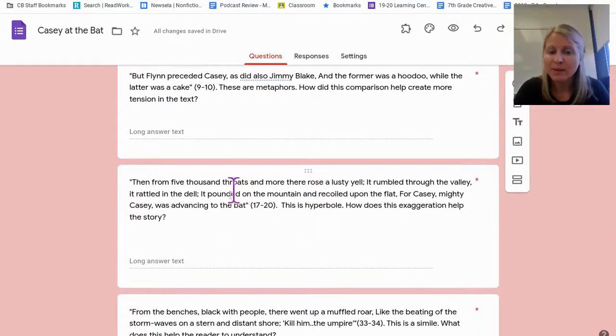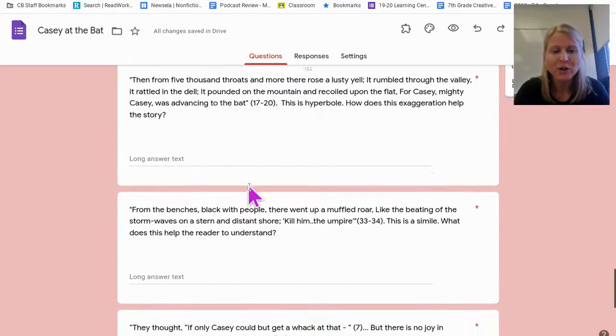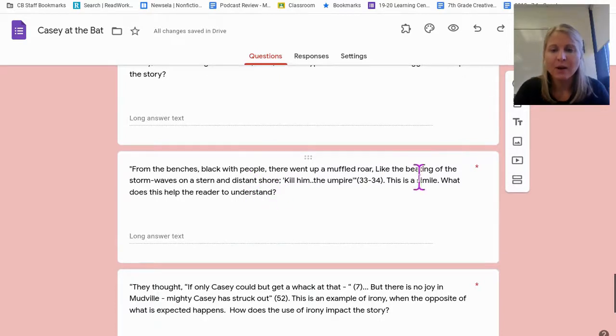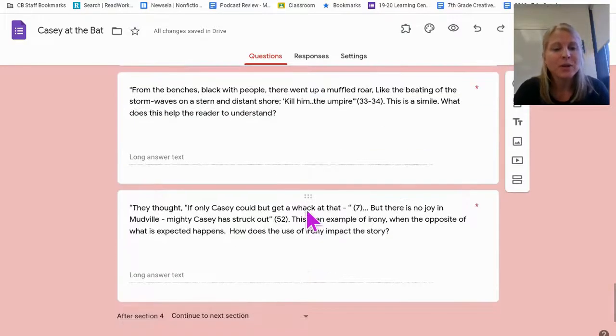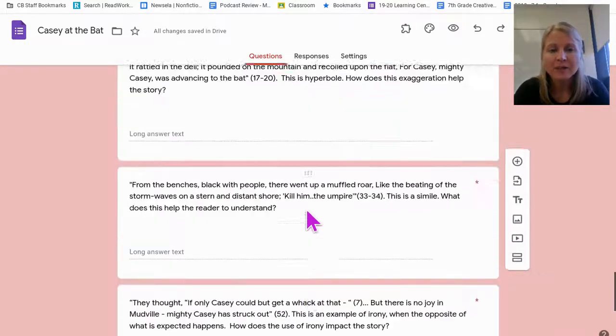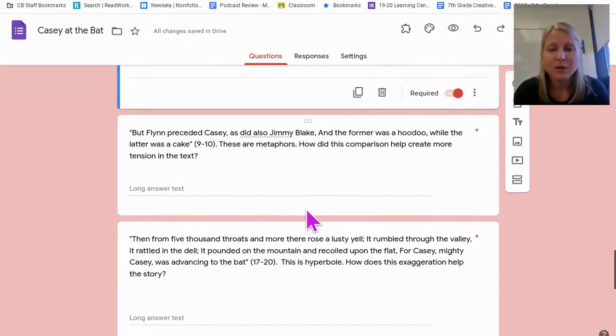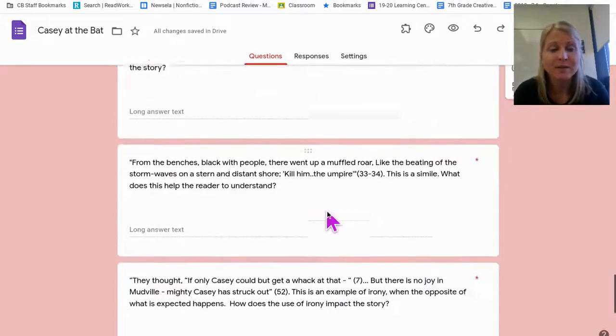Then you have a hyperbole, an exaggeration. How does that help? You have a simile about people roaring like the waves. And then also there's irony, what was expected versus what really happened. And so again, you're going to think about how does that impact the story. I want you to go ahead and try that. And depending on what the day is like with the sub, maybe you can turn and talk or go over some of these together.